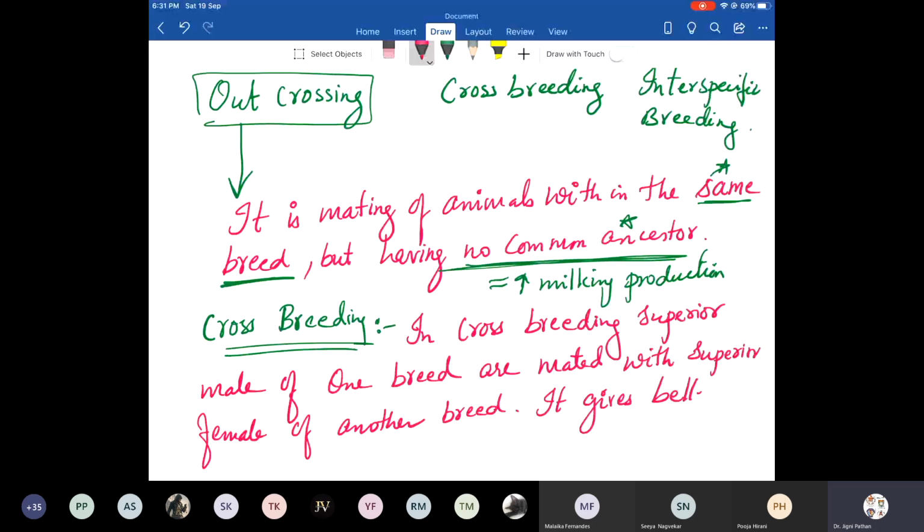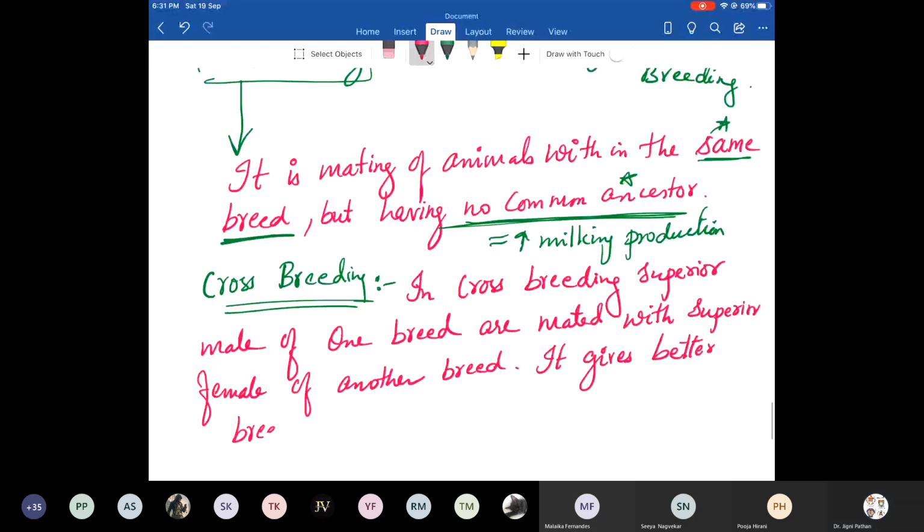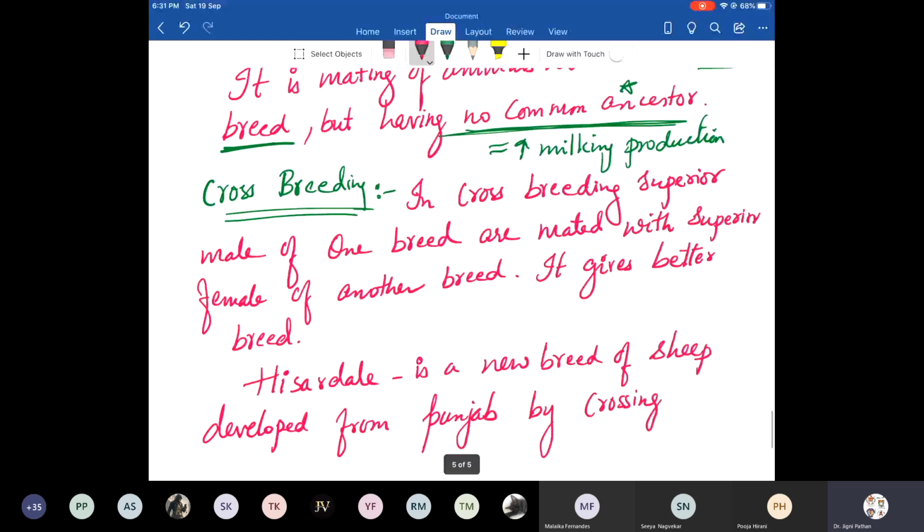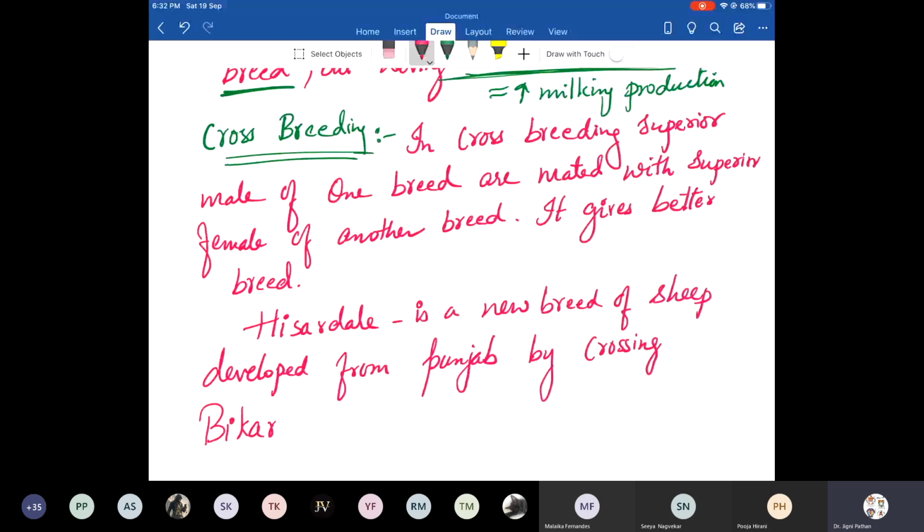First one, Hisardale, is a new breed. For example, this is a new breed of sheep developed from Punjab by crossing, a very important question, my dear students, Bikaneri Ewes and Merino Ram.